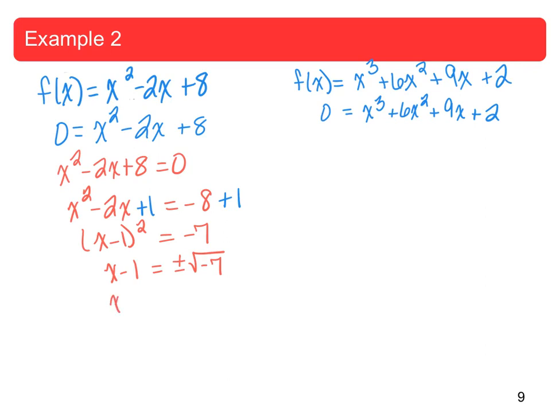Now, what is inside that square root that I can pull out? A negative or an i, okay? And so when I pull out the negative, it becomes i. So I have plus or minus i on the square root of 7. Then my last step is to pull the 1 over. So that is your answer: 1 plus or minus i on the square root of 7.